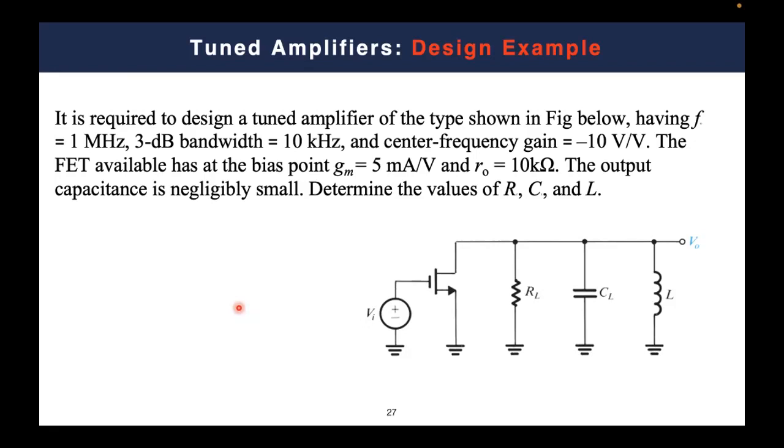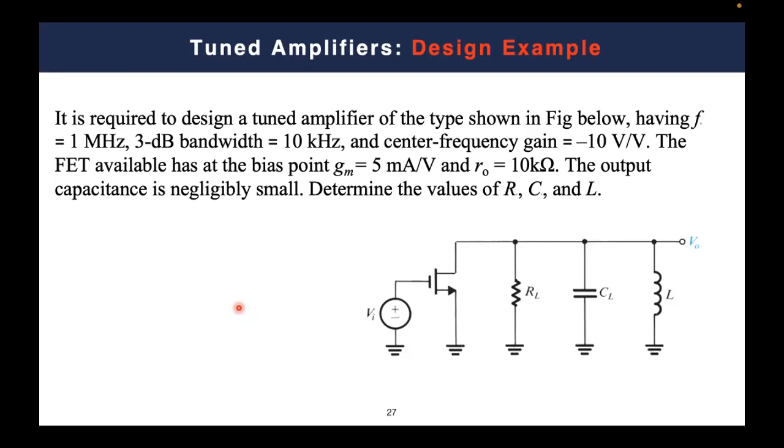The FET available has a bias point GM of 5 milliampere per volt. Usually, I will give you the GM value, because as you see in this slide, we are only considering AC analysis, and in order to calculate the GM, you have to have a DC analysis. So either you do a DC analysis to get the GM, or the GM will be given directly. And here we also have an additional output resistance. If you remember the output resistance from your MOSFET classes in Electronics 1, here it is a 10 kilo ohm output resistance. The output capacitance is negligible. Determine the values of R, C and L.